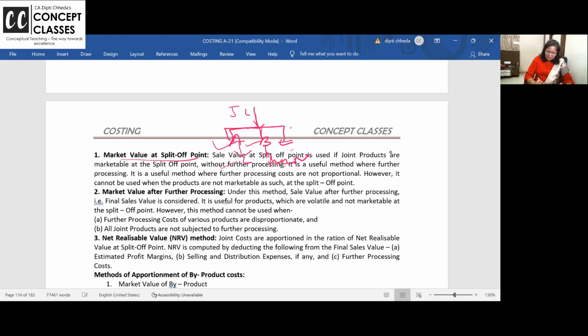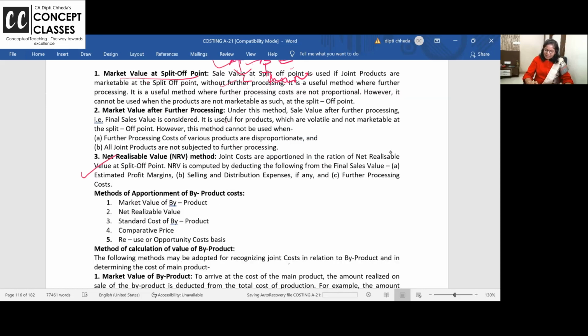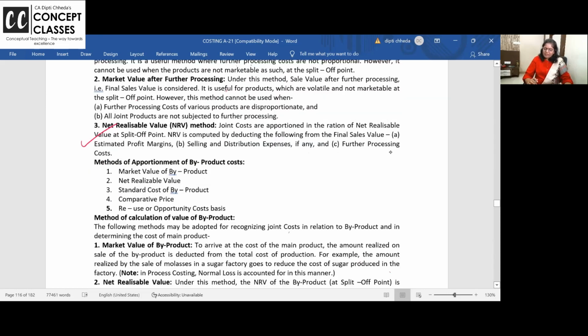A very popular method for apportioning the joint cost is the NRV method. NRV method, the net realizable value method, we go in reverse. Final sales value, नीचे से ऊपर जाना है, जैसे कॉस्ट शीट में ऊपर से नीचे आता है ना, नीचे से ऊपर. फाइनल सेल्स वैल्यू माइनस प्रॉफिट मार्जिन माइनस सेलिंग एंड डिस्ट्रीब्यूशन एक्सपेंस and further processing cost, you get NRV. I want to repeat. Final sales value.